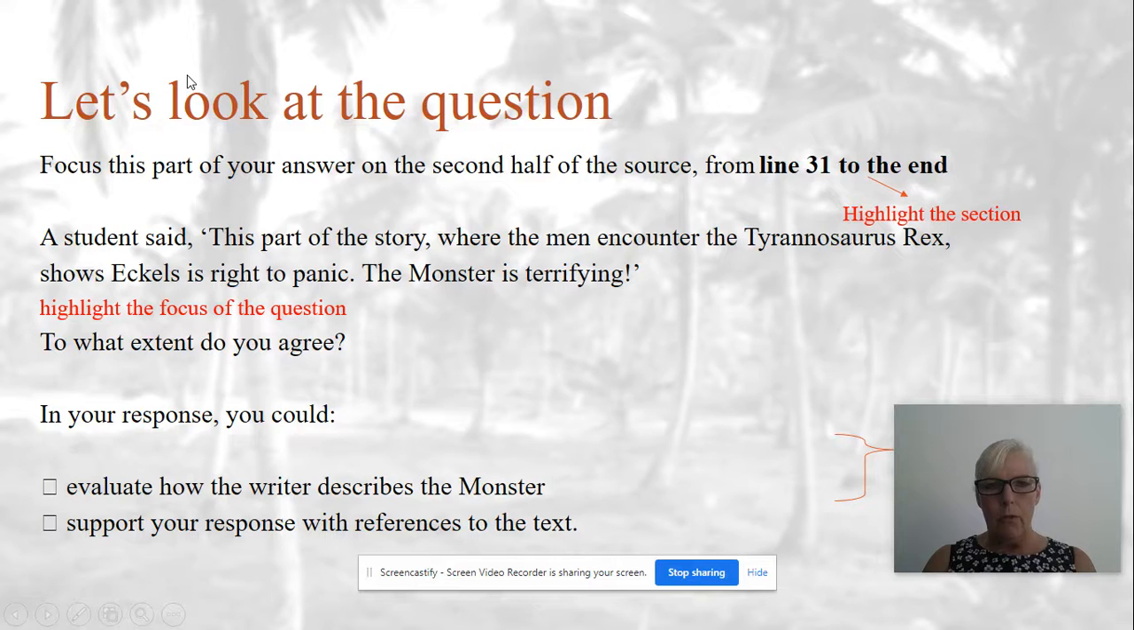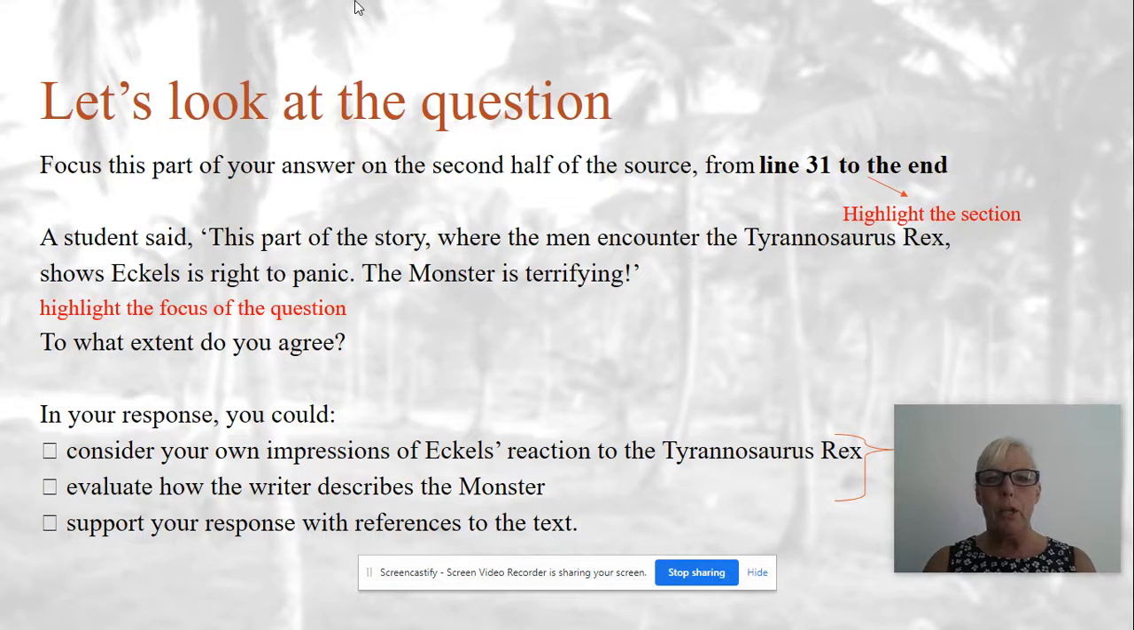Then it will say, in your response, actually you must, consider your own impression of Eccles' reaction to the Tyrannosaurus Rex and evaluate how the writer describes the monster. This is that critical evaluation that we've been talking about. So the writer will do that by using structure techniques or language techniques to have an effect on you. And then the last thing you must do is support your response with references to the text. So that means giving evidence, like finding evidence in the text, having quotes embedded into your answer.